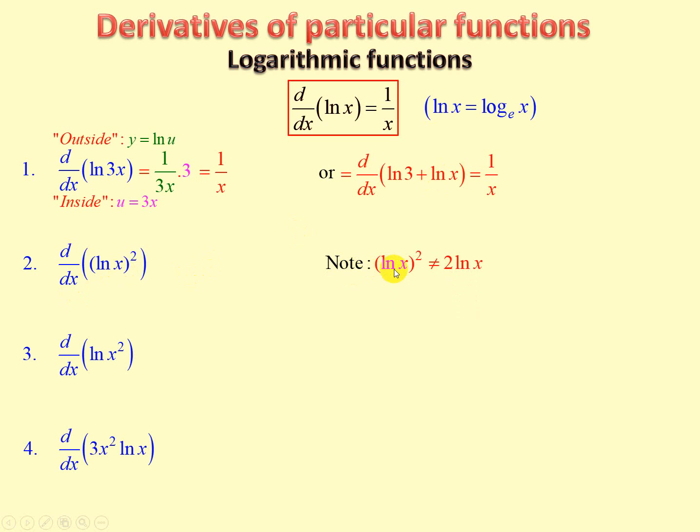In this case, note, ln of x all squared is not 2 ln x. If you look at the next one, yes, that 2 can come down in number 3, and we'll have 2 ln x, but not number 2. That cannot be simplified. So we have to see it as a composite function, outside function u squared, inside function ln x. So the derivative of the outside function is 2u to the 1, where u stays the same, multiplied by the derivative of the inside function, 1 over x.